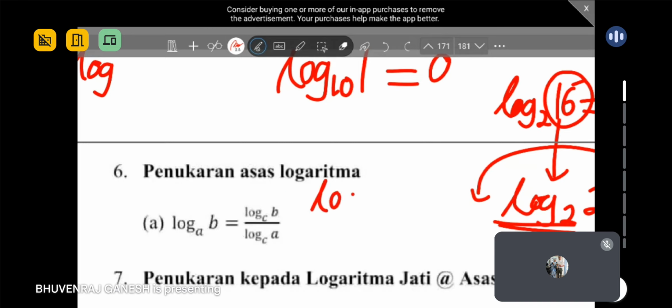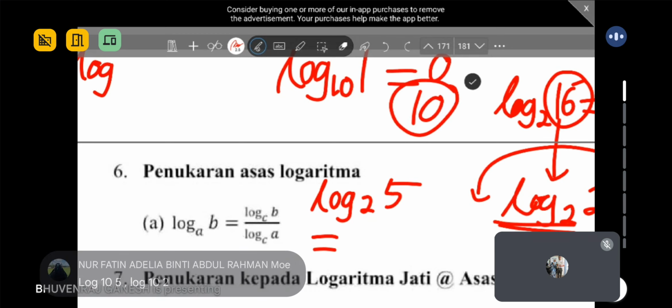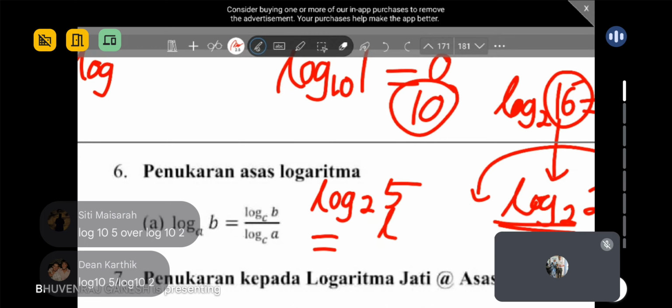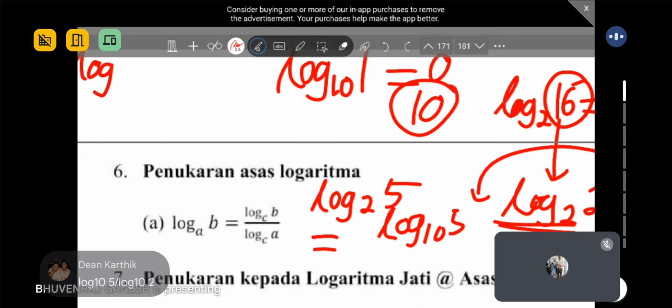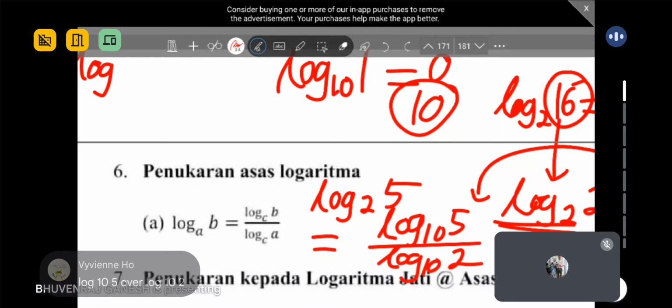So for example, log 2 of 5. Guys, if I want to change to base 10, can anyone tell me what is the answer? Kalau saya nak tukar ni kepada asas 10, how do you write it? Anyone? Usually our calculation for log is always in base 10. Kamu hanya boleh guna calculator kalau dia dalam asas 10. You can only use your calculator for base 10. Yes, so you will get log 10 of 5 over log 10 of 2. This one you just press calculator lah. Tekan calculator saja.